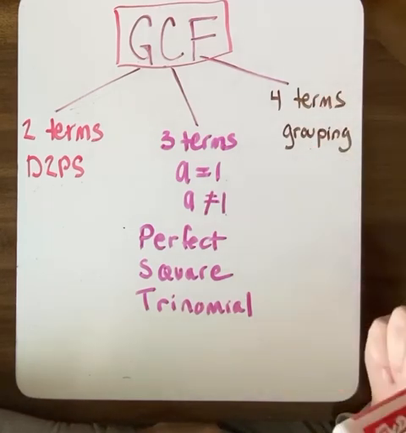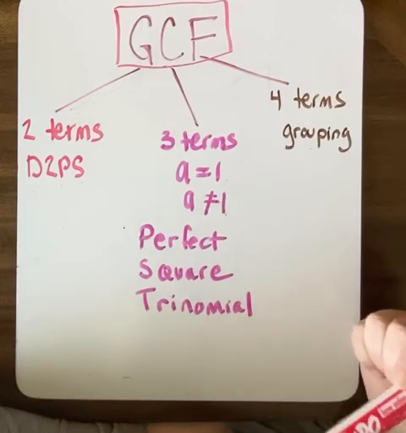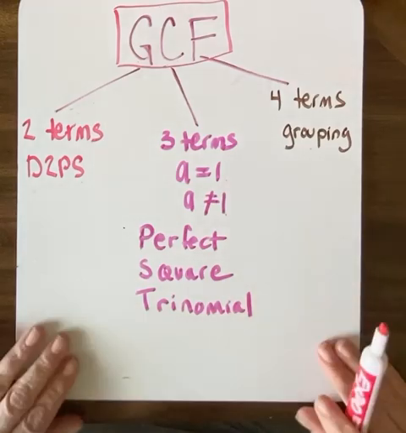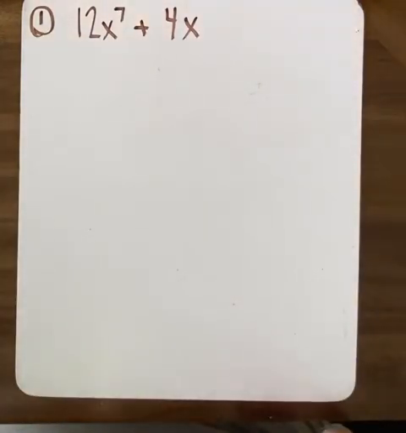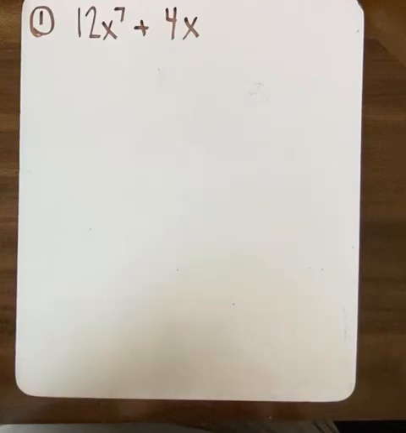So hopefully you had an opportunity to write down the 8 problems that are on the slide. If not, pause the video and go back and write down those 8 problems. We're going to go through those 8 problems together now. Our first problem is 12x to the 7th plus 4x.